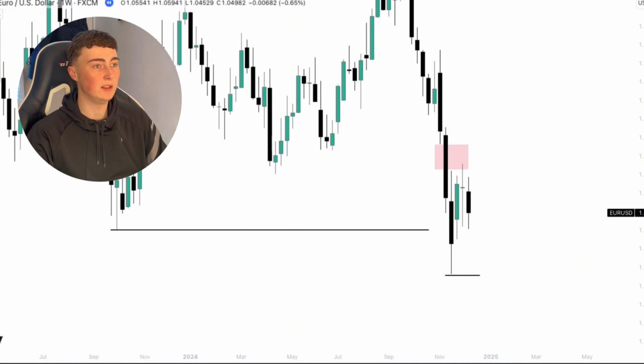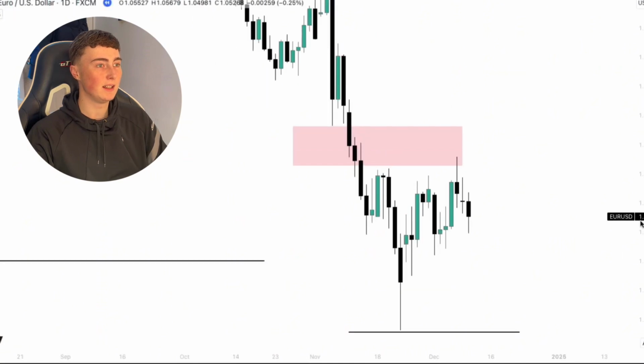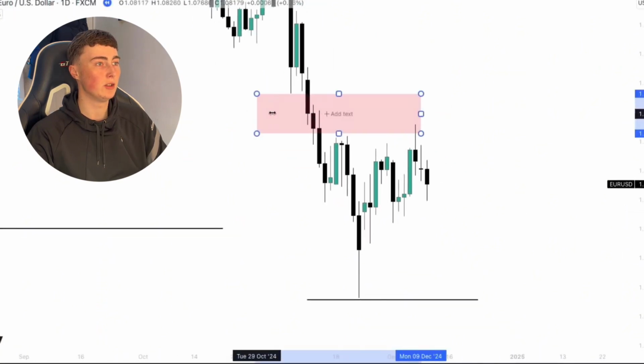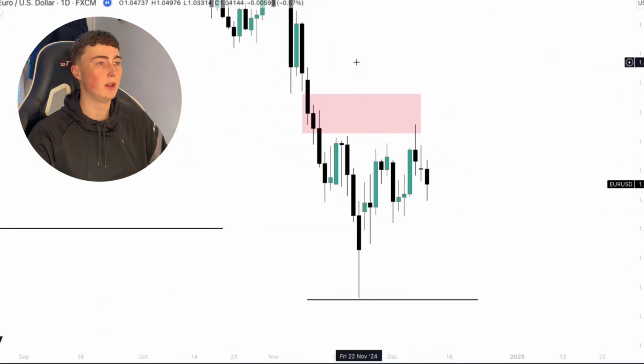Now, if we jump down onto the daily time frame, you can see that the days leading up to this expansion, this is the 11th of December, by the way, we have taken out liquidity into that weekly FVG, right?